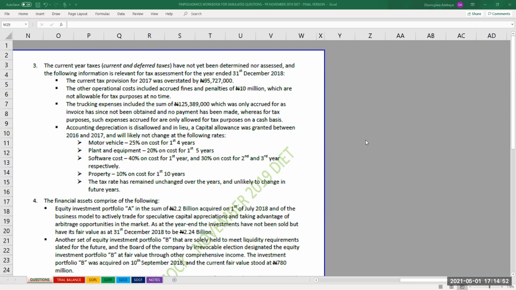Two, another set of equity investment portfolio B that are solely held to meet liquidity requirements slated for the future. And the board of the company by irrevocable election designated the equity investment portfolio B at fair value through other comprehensive income. The investment portfolio B was acquired on 10th September 2018, and the current fair value stood at 780 million naira.